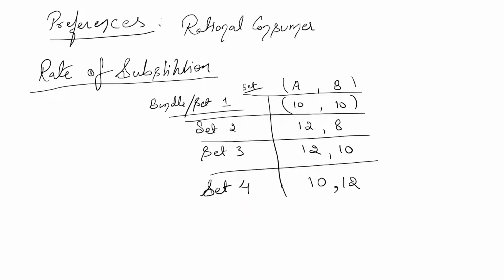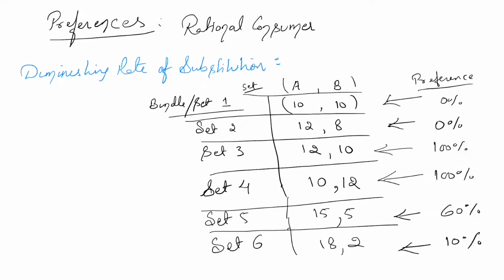Considering the consumer choice is monotonic, the consumer will obviously choose set 3 or set 4. If he chooses set 3, then he will have to forgo the extra 2 units of good B which he was getting in set 4, and if he chooses set 4, he will have to let go of the extra 2 units of good A he was getting in set 3. This type of letting go is known as rate of substitution.